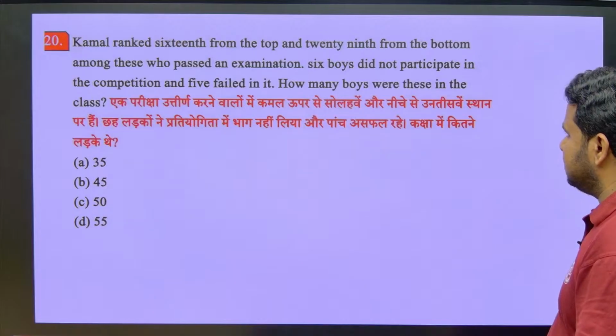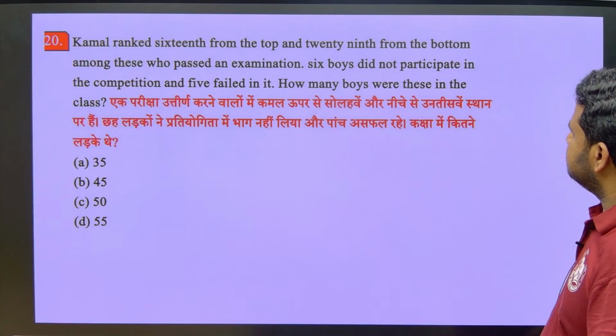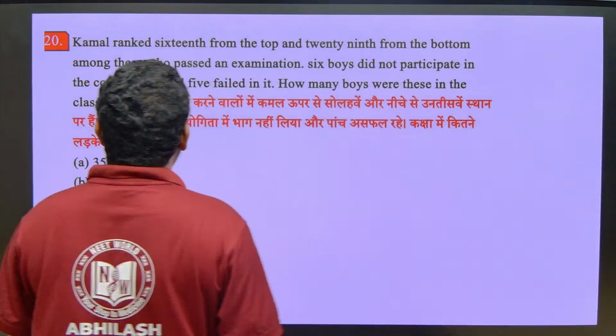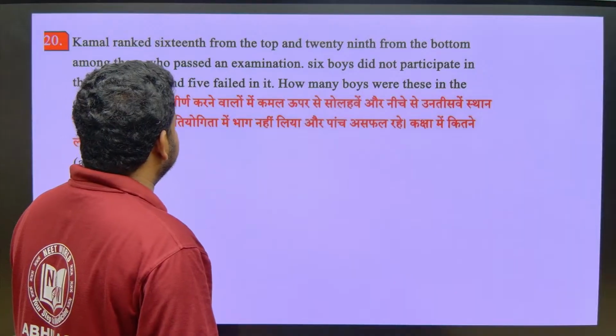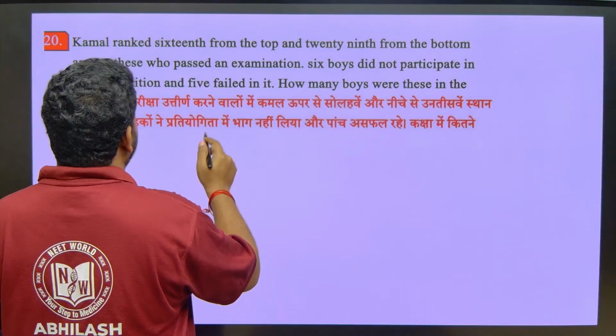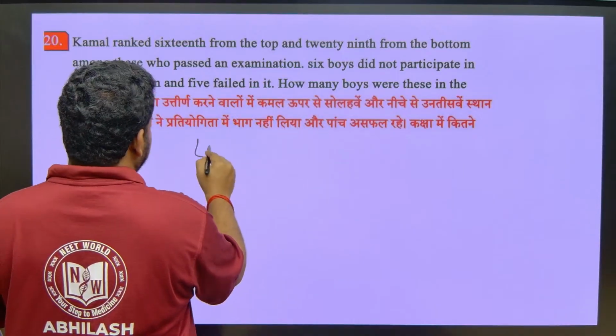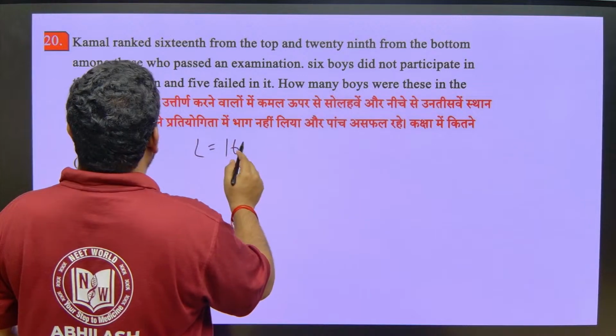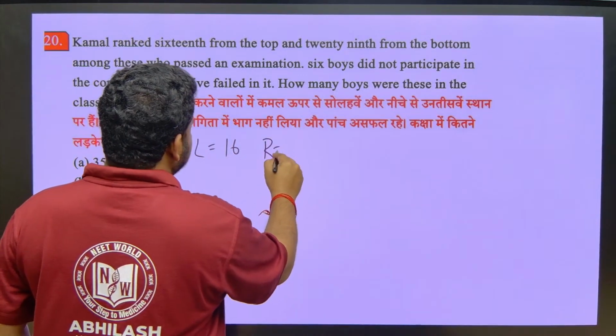A similar question, let us see some question. Okay, let us have a look at this question. So they are telling Kamal ranked 16 from the top. From the top means we have to take it as left. Kamal is 16 from the left and 29 from the bottom, right is 29.